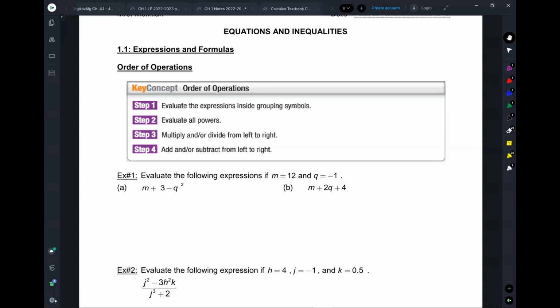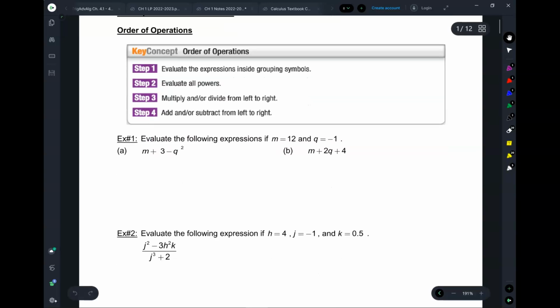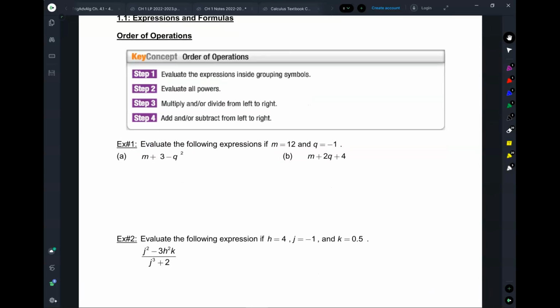So this first part is about basically order of operations, right? And we're going to evaluate some expressions. Remember, order of operations says we first do the grouping symbols.